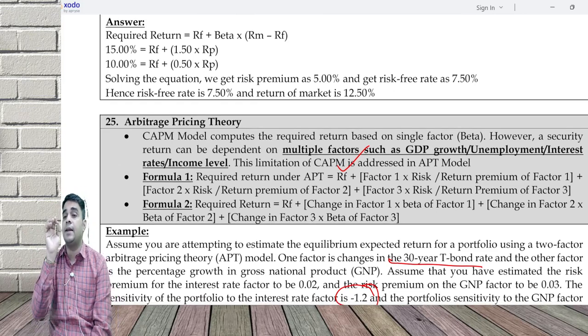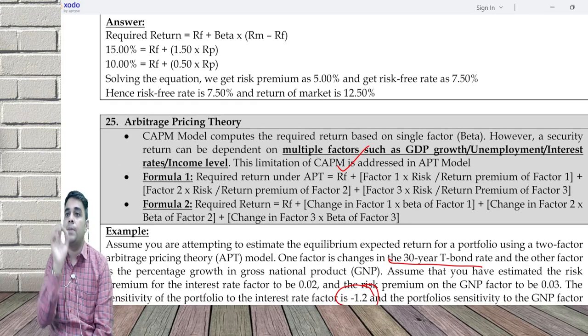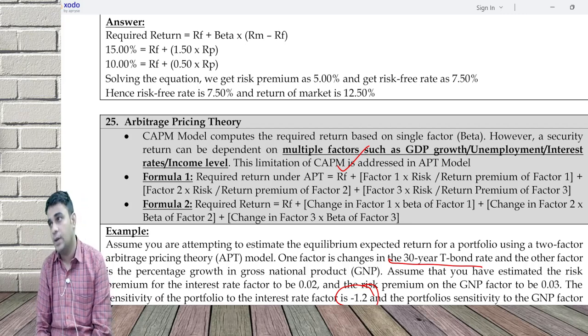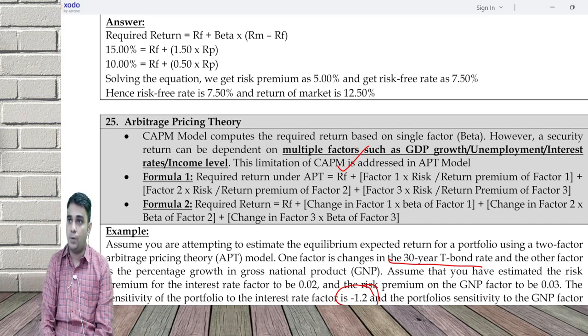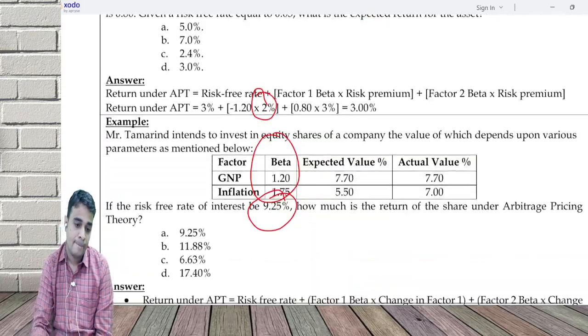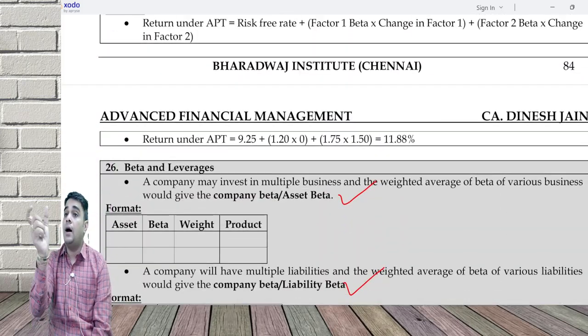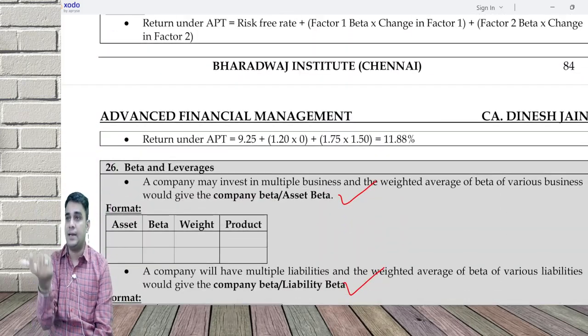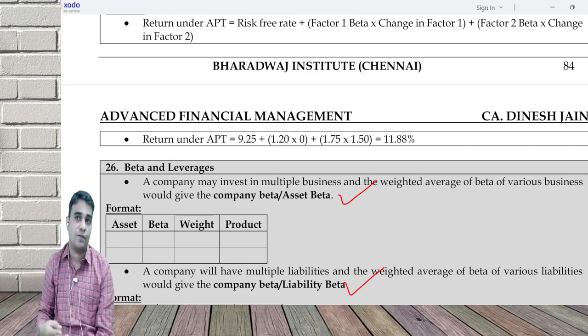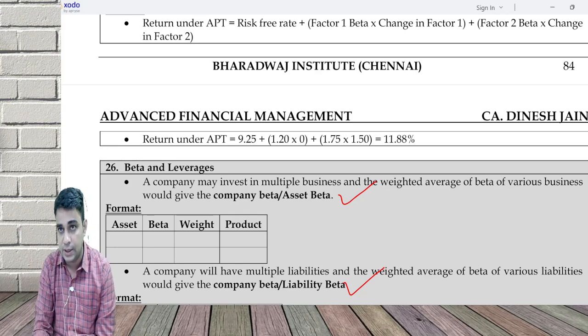Arbitrage pricing theory says required return is equal to RF plus beta 1 into RM minus RF, beta 2 into RM minus RF. When I say beta 1, factor 1 into RM minus RF, factor 2. When I say RM minus RF, it's called risk premium of factor 1, risk premium of factor 2. And in alternate approaches they give change in factor 1 into its beta, change in factor 2 into its beta. This mix can also be used to calculate the weights, and to calculate RP1 and RP2. Like you solve two equations of SML, here also you can solve equations and get the figure.